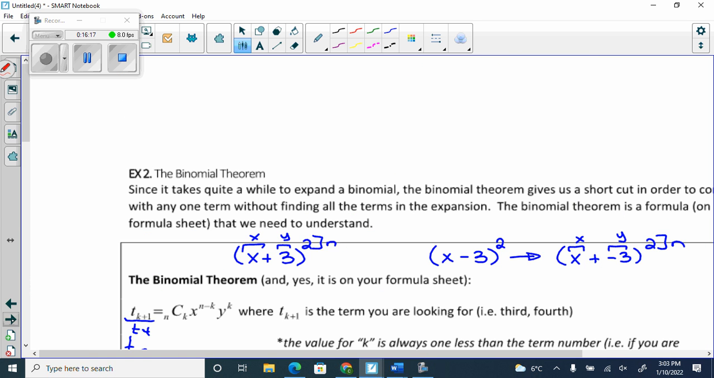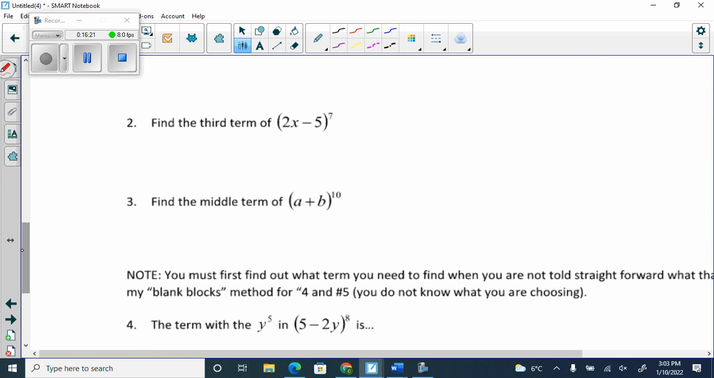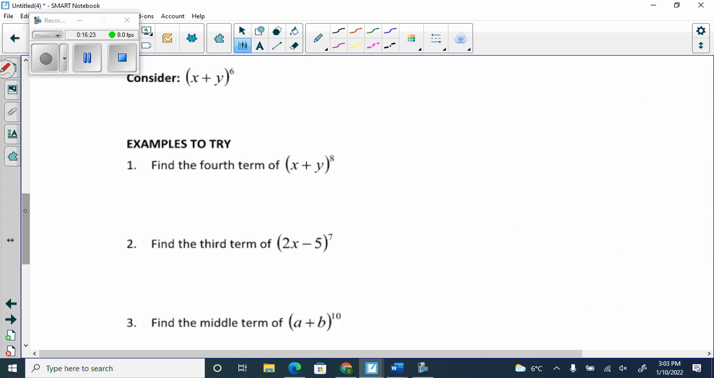Okay. Let's go. Here, I want you to do this one. So we're going to find the third term of that.